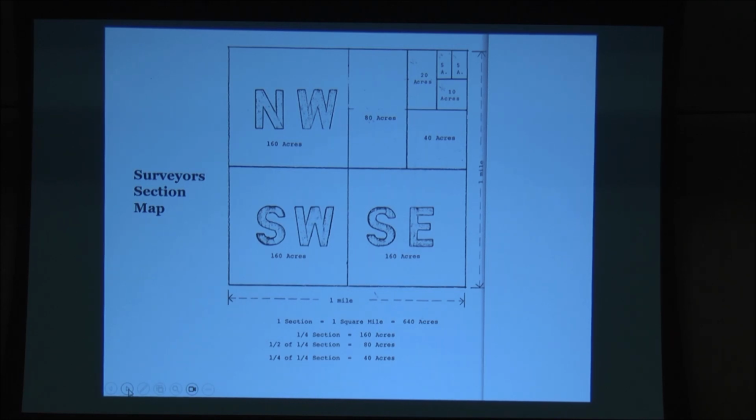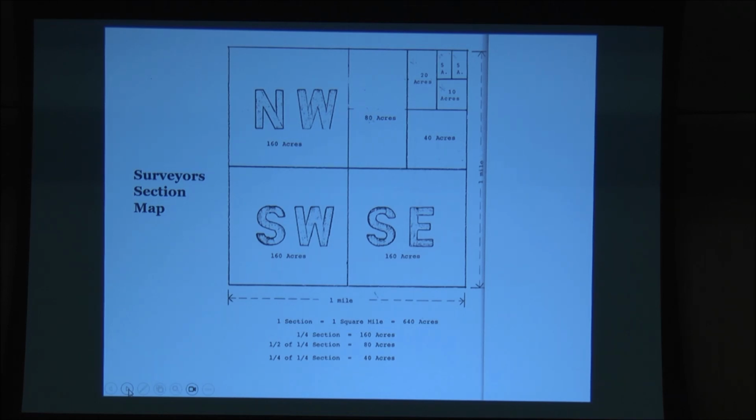This is a section of land, and it's basically just showing that a section is 1 mile square, and if you divided it in fourths, there would be 4 160-acre sections to that section of land. And then the picture in the upper right is showing it divided differently for 80 acres and 40 acres and that kind of thing.